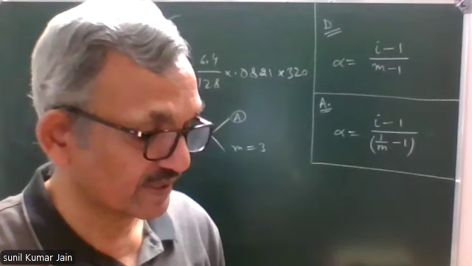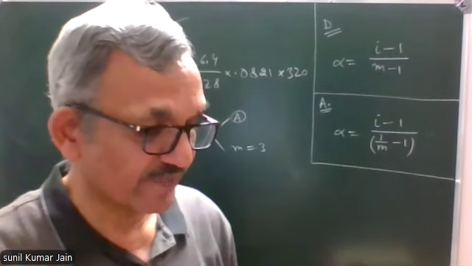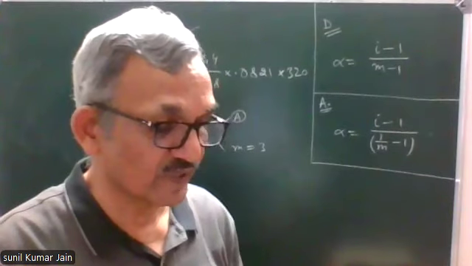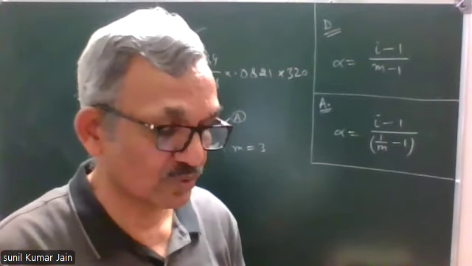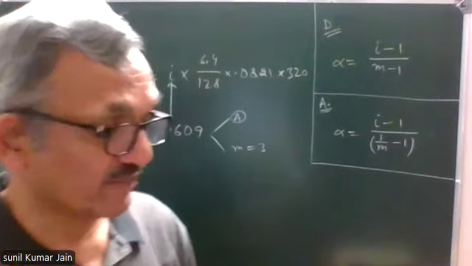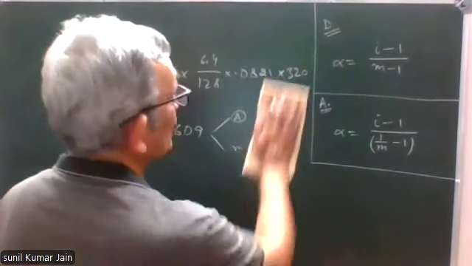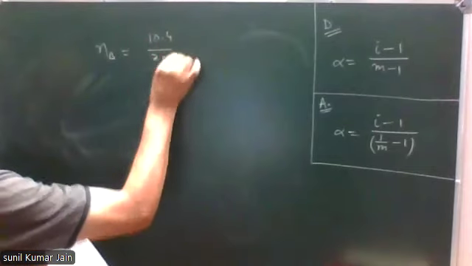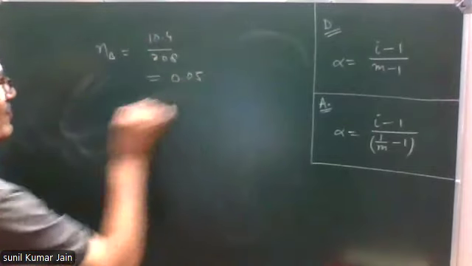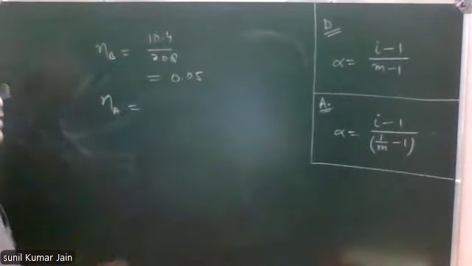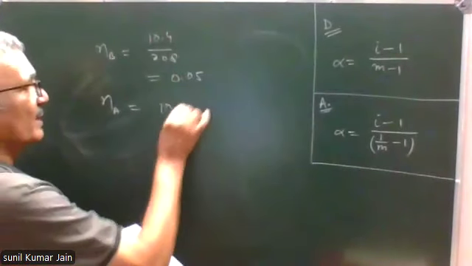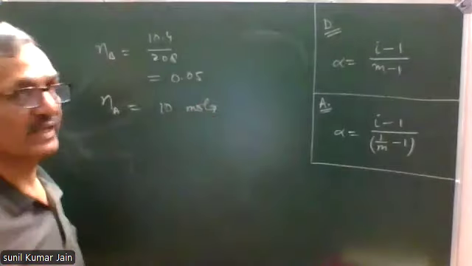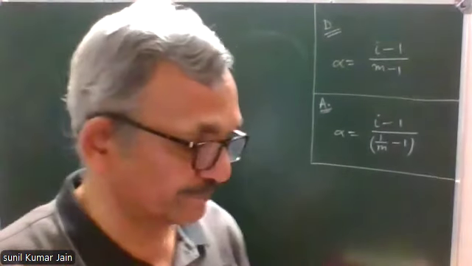Numerical number 6. Vapor pressure of water decreases from this to this when 10.4 grams of a non-volatile ionic solute AB2 is dissolved in 180 grams of water. Let me convert it into moles. Number of moles of solute will be 10.4 grams divided by molecular weight, 0.05. Number of moles of solvent, that is water, I'm directly writing, 180 grams of water will be 10 moles of water.